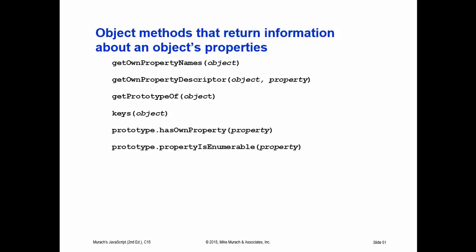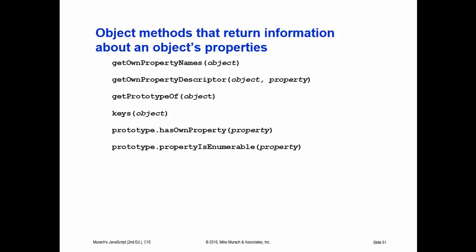The next one, prototype.hasOwnProperty, returns a Boolean value indicating whether the instance of an object has the specified property created directly on it or not. And the last one, prototype.propertyIsEnumerable, returns a Boolean value indicating whether the specified property is enumerable or not.